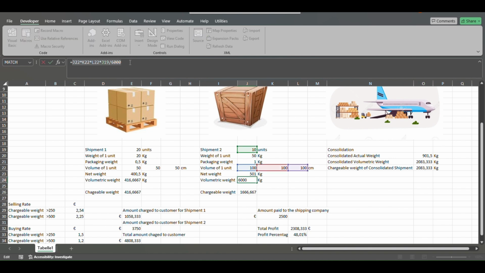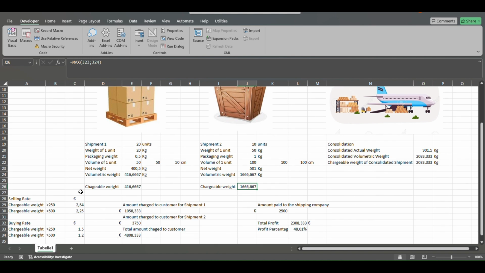It is nothing but the volume of one unit, that is 100 into 100 into 100, times the total number of commodities in the shipment, divided by 6,000. So this gives us the volumetric weight. The chargeable weight is the greater of the two, so the volumetric weight becomes the chargeable weight for shipment 2 as well. So the chargeable weight is 1666.66. The customer is usually charged individually for both the shipments.